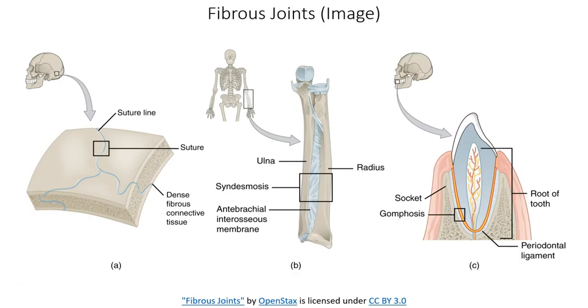All right, so we already touched on sutures a little bit. These are in the skull, so we've got that fibrous connective tissue that's going to hold those bones together very, very, very tightly so that these are not moving. They're not going to separate from each other.